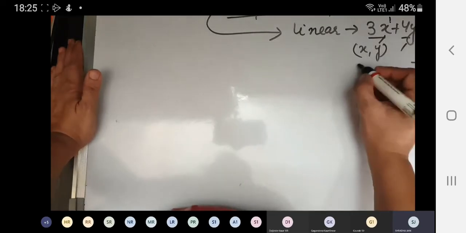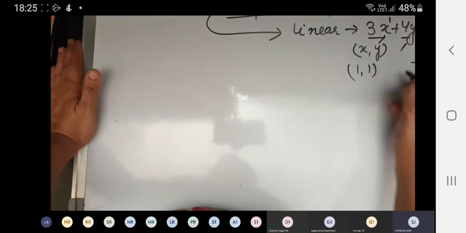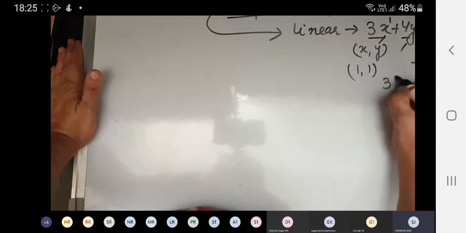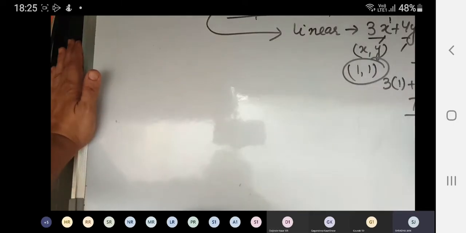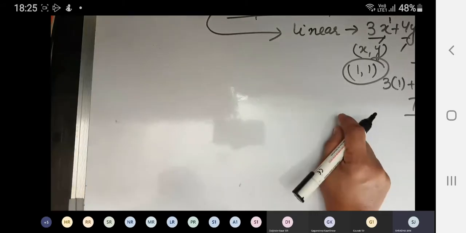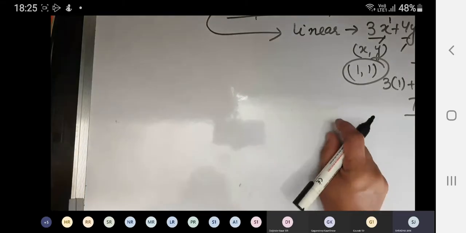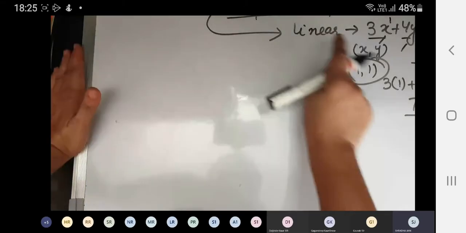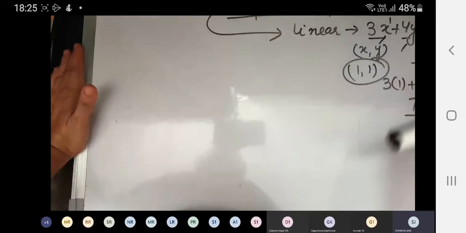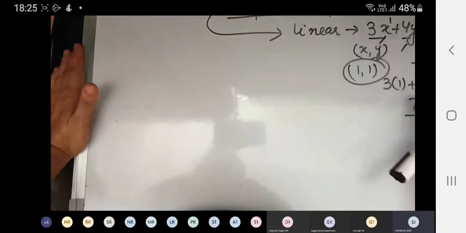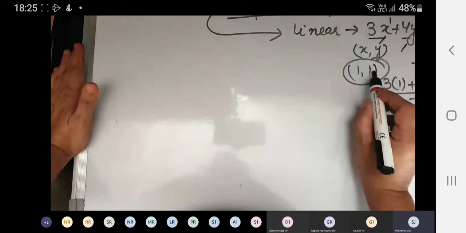Whenever a point lies on a line, for example (1, 1) lies on this line, that means 3 into 1 plus 4 into 1 is equal to 7. 7 equals 7, yes. So it means the point (1, 1) lies on this line. That is what we did in Exercise A, always checking whether the point lies on a line or not. If it lies, it means the equation is always true for those values of x and y.